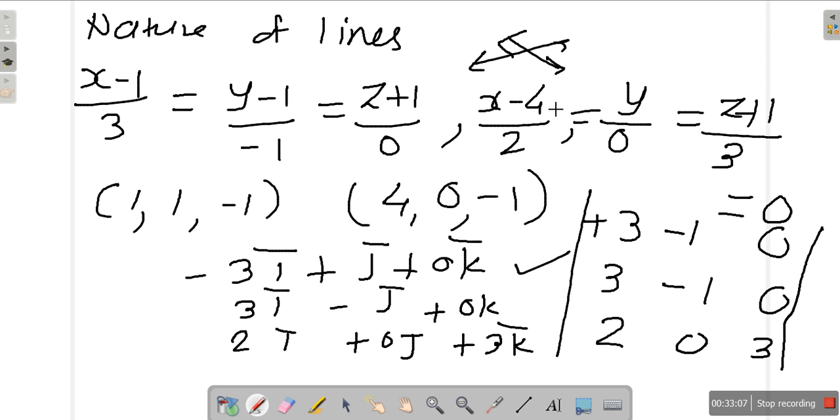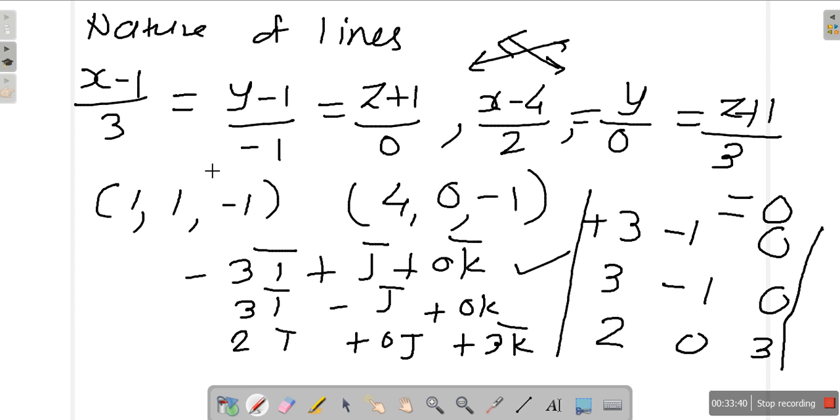Right? Let me quickly repeat this problem. Look at the direction ratios of a parallel vector. 3, minus 1, 0 and 2, 0, 3 are not proportional. It means the lines are not parallel. Now we find whether the lines are coplanar. So one point on this line is 1, 1, minus 1. A point on this line is 4, 0, minus 1. So one vector is passing through these 2 points. So 1 minus 4, that is minus 3. 1 minus 0 is 1. Minus 1 minus minus 1 is 0.